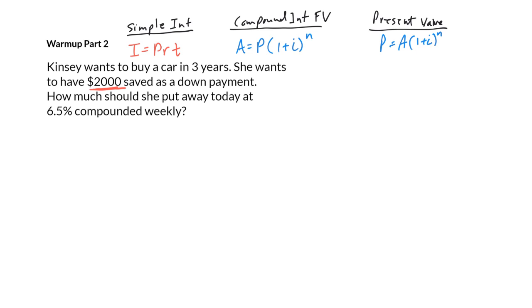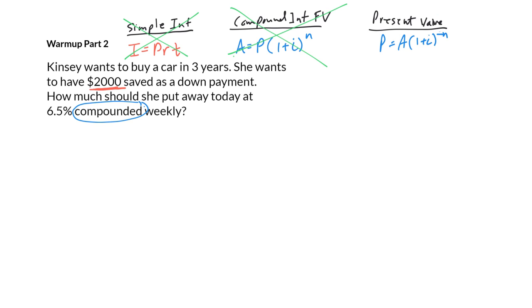All right, so this is a compounded problem, right? So that means we can't use the simple interest type problem again. Now, we're not asking about how much we're going to have in 3 years. In this case, we're actually looking for how much we need to have today in order to accumulate up to $2,000. So that's this equation.